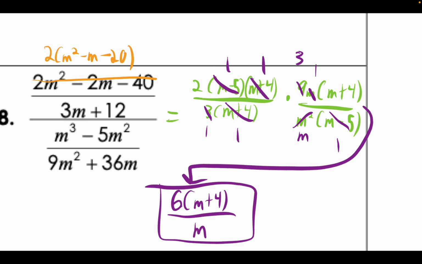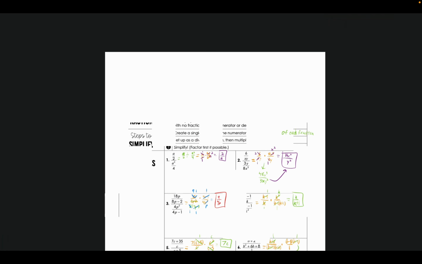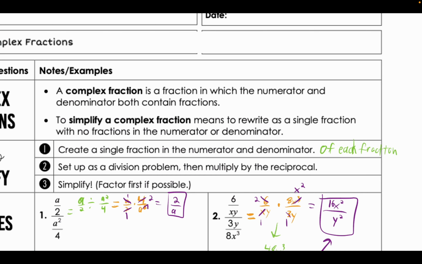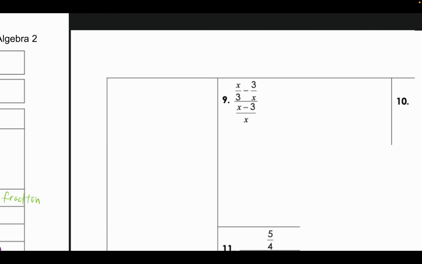Moving on to the next page, we're going to start having to do step 1. So a quick reminder, step 1 said, create a single fraction in the numerator and denominator of each fraction. So like when there's a fraction here and a fraction here, each one needs to have a single numerator and denominator. So we need to get common denominators on these next ones we'll see.